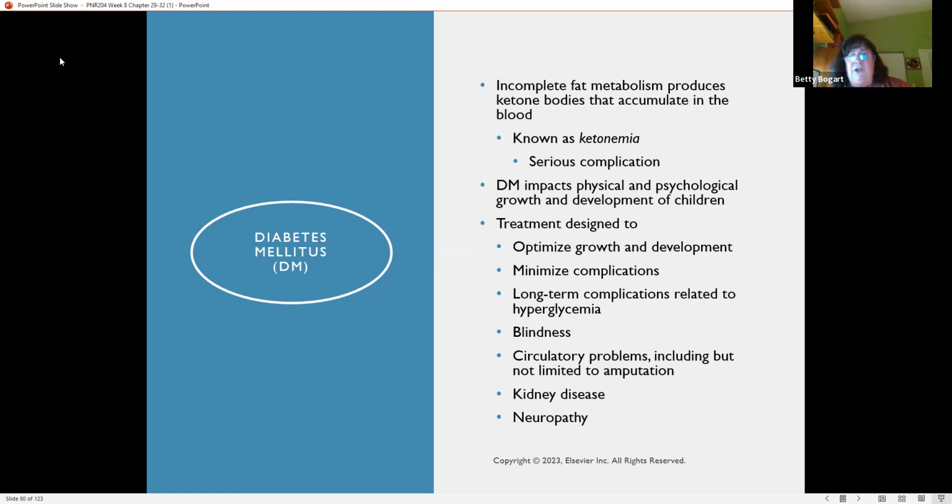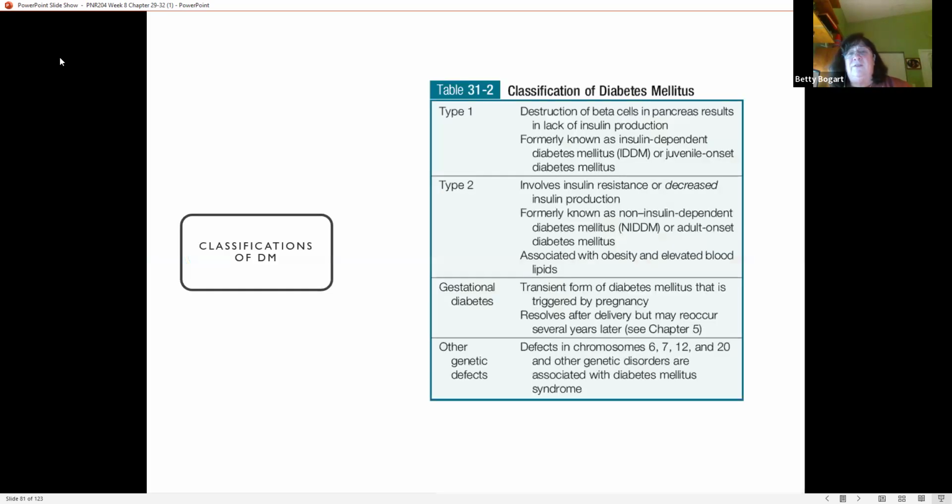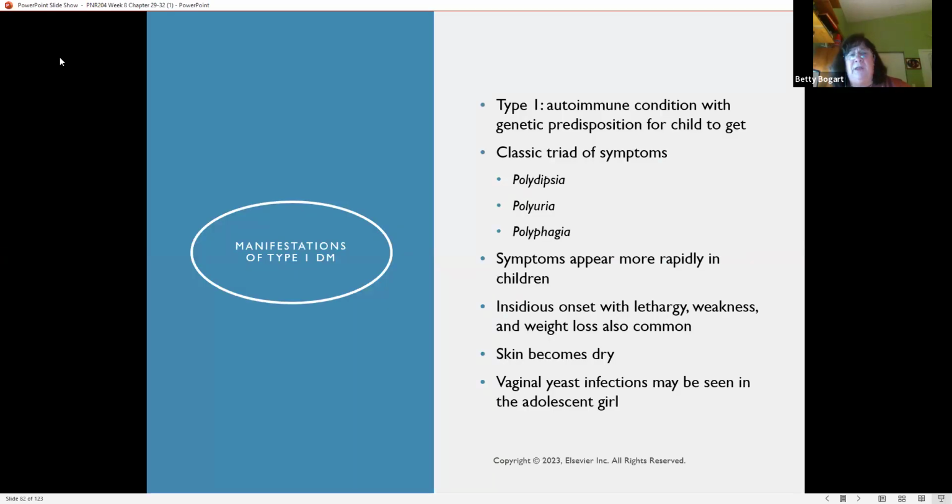So with children, we've got to make sure that they are getting the nutrition they need and preventing complications. And many of the complications are just like adults. Blindness, problems with the kidneys, neuropathies, circulation, all of those things are just like adults, right? And with children, we've just got to make sure we keep them acting normal. Keep them in their sports, just giving them snacks, monitoring their blood sugars really, really well.